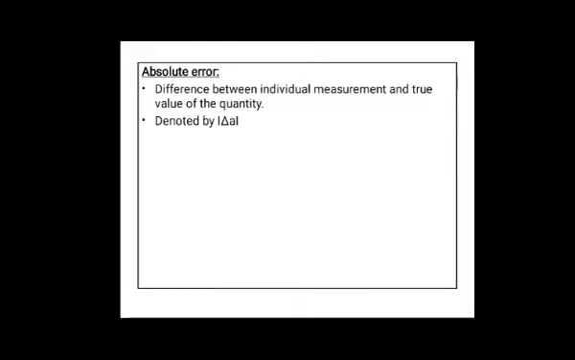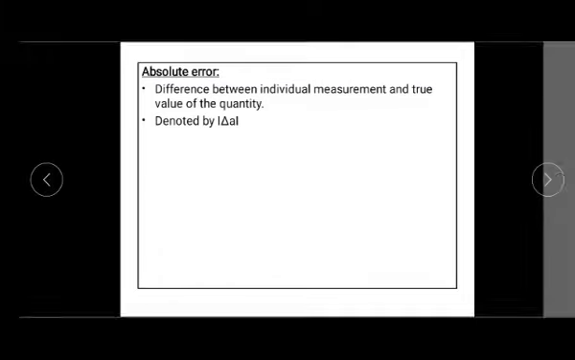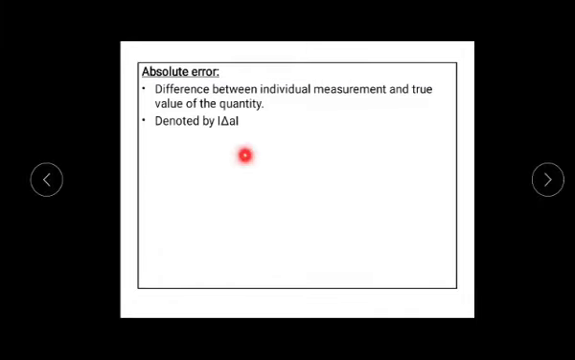This absolute error is usually denoted by mod delta A. So this is called mod. Two parallel lines you will draw, it is called mod. If you are writing the value in mod, then you are taking only positive values. So always it is positive. Means after subtraction, if you are getting a minus sign, you have to neglect it. That is the meaning of mod delta A. Delta is for difference. Okay.